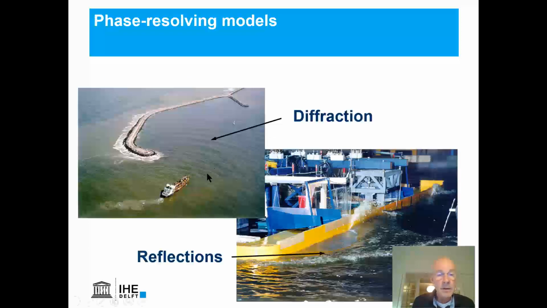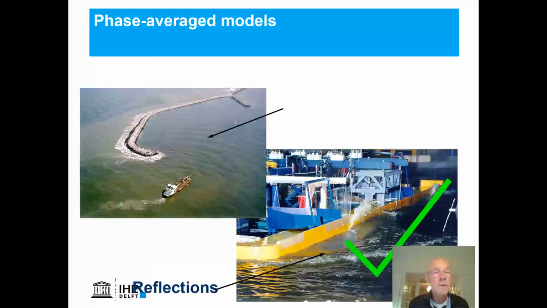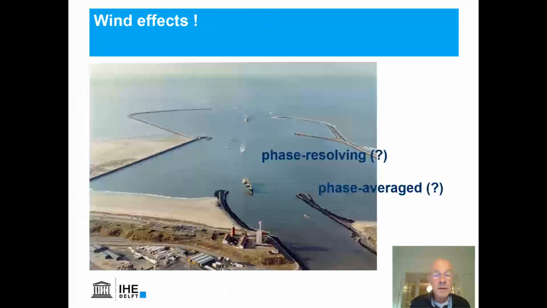So if we look at phase resolving models, then here, for instance, you see the typical diffraction pattern of waves going around a structure. And you also have strong reflections against walls, and that leads to nodes and antinodes, standing wave patterns in a basin that are not resolved in a spectral model. Wind effects, on the other hand, are included.